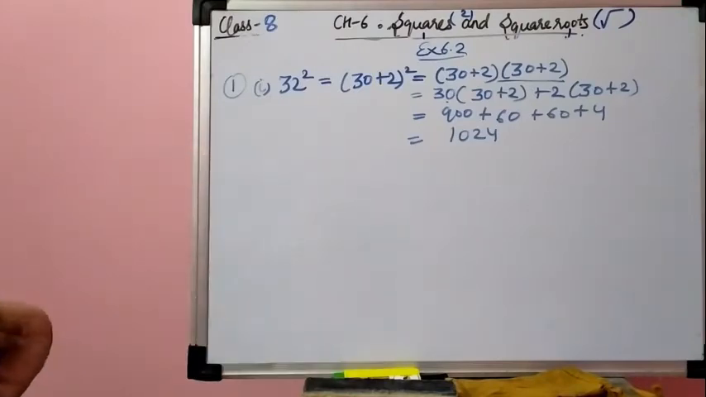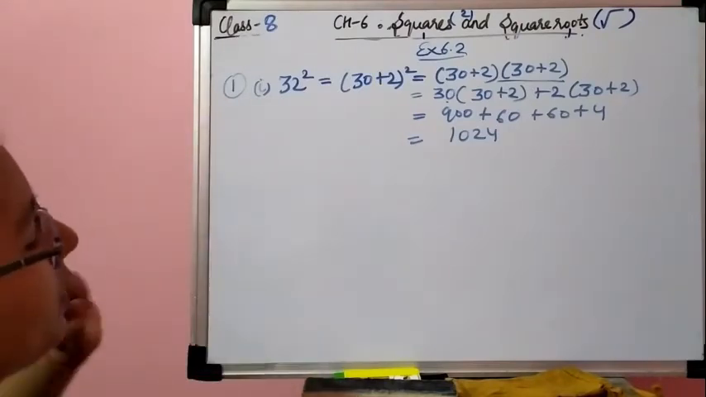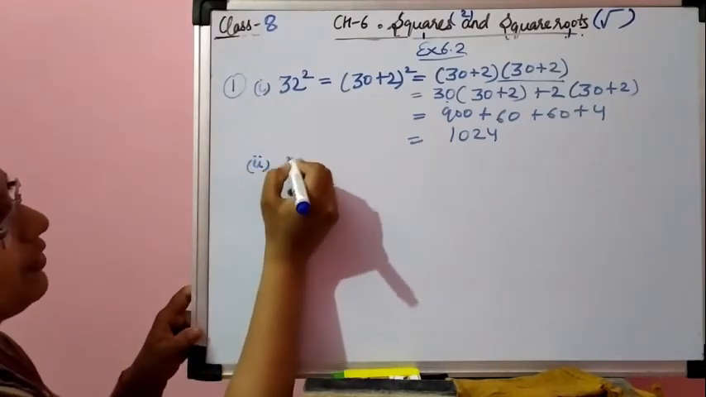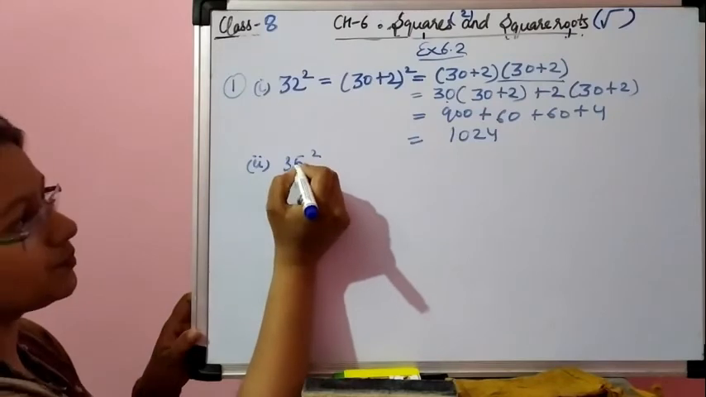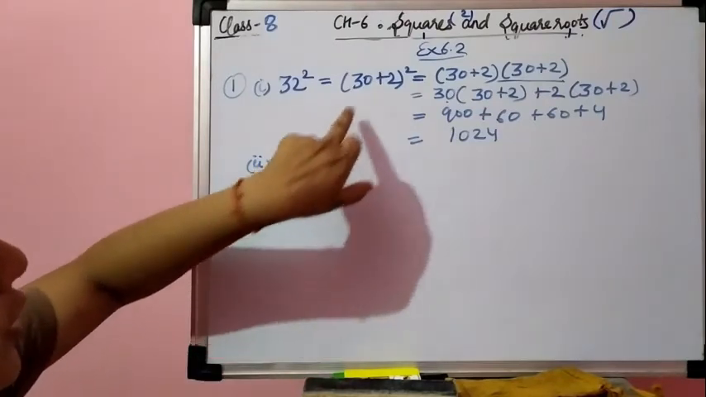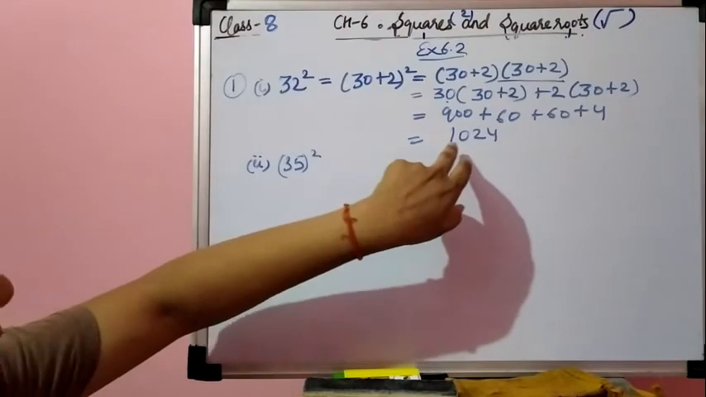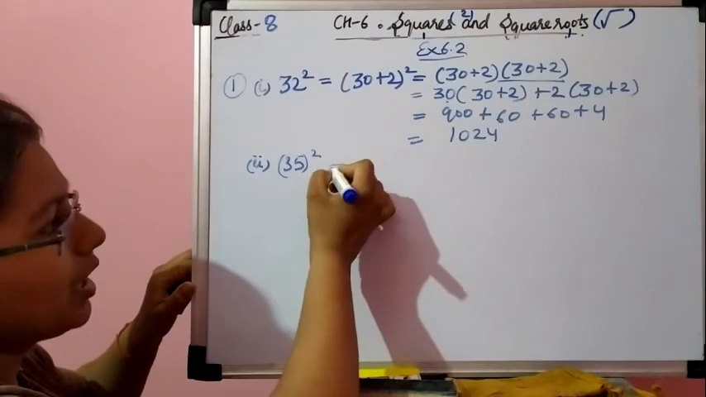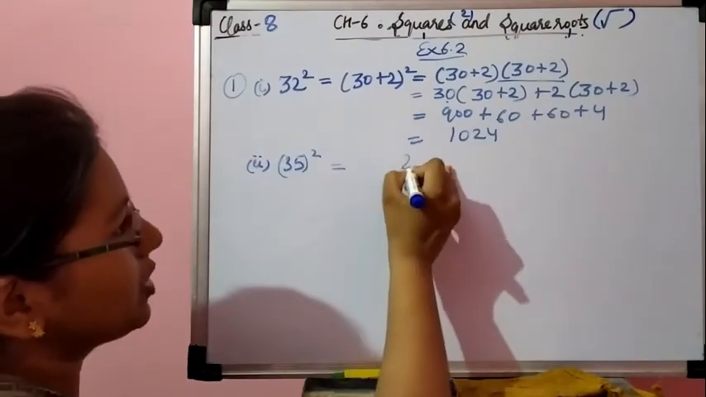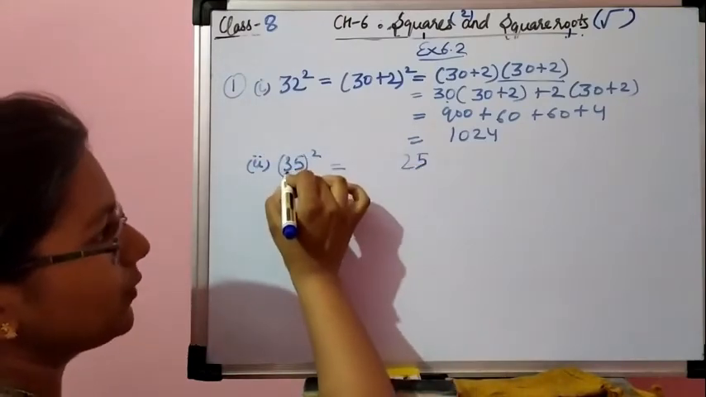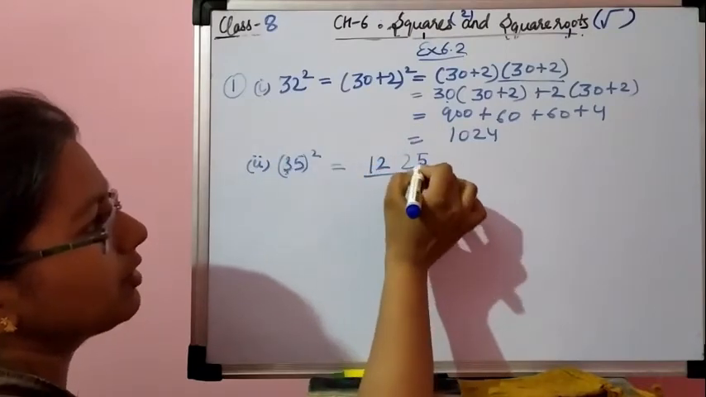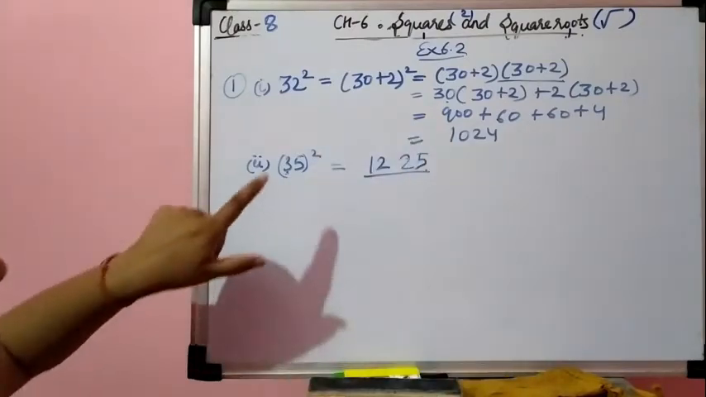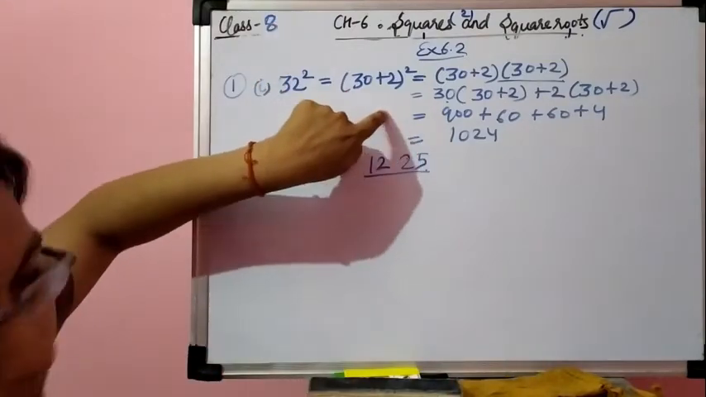So in this way you have to do all the parts of question number 1. Like first part I have done, second is about 35 square. Now in this you have to use the same method, 30 plus 5 whole square, then same way. But right now I am writing the direct answers by one trick which we have discussed. Now 5 5s are 25 and 3 is here. So 3 4s are 12. So this will be the answer, but you can check this answer by doing with this method. In this first question you have to do all the parts by this method only.